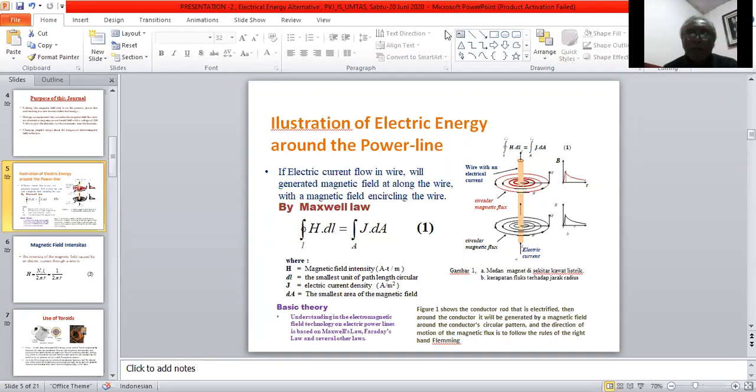Next, illustration of electric energy around the power line. Figure 1 shows the conductor rod that is electrified. Then around the conductor, a magnetic field is generated in a circular pattern, and the direction of motion of the magnetic flux follows the right-hand rule of Fleming.